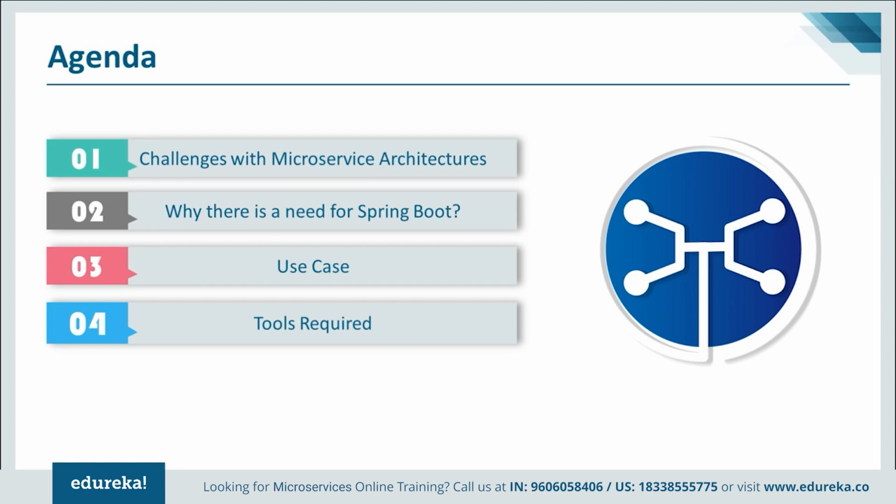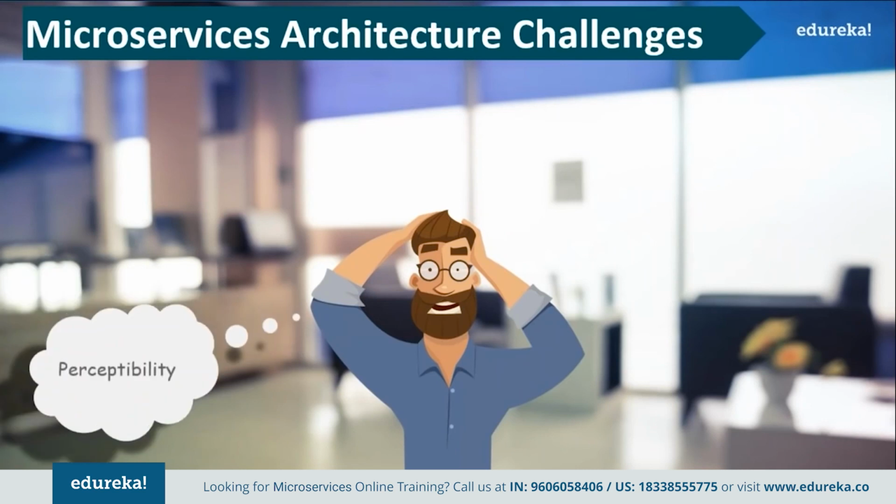So let's begin, guys. We'll first start with what are the various challenges with microservice architecture. So the first challenge that we are going to discuss is called perceptibility. Now, as we know that in a microservice, there are small components to deploy and maintain, and there are many of them. So there are many small components that we need to deploy and maintain. And at times it becomes very difficult, guys, to monitor and identify problems.